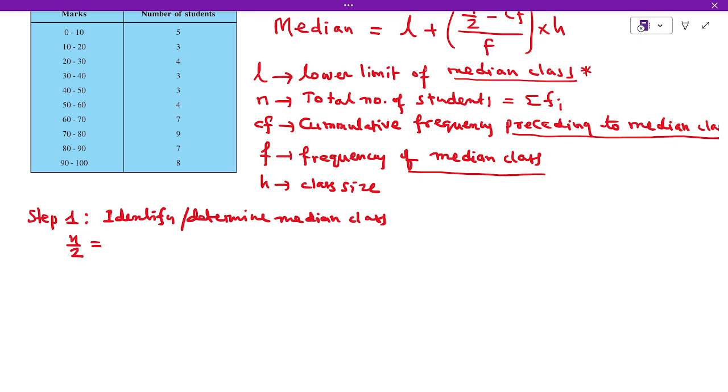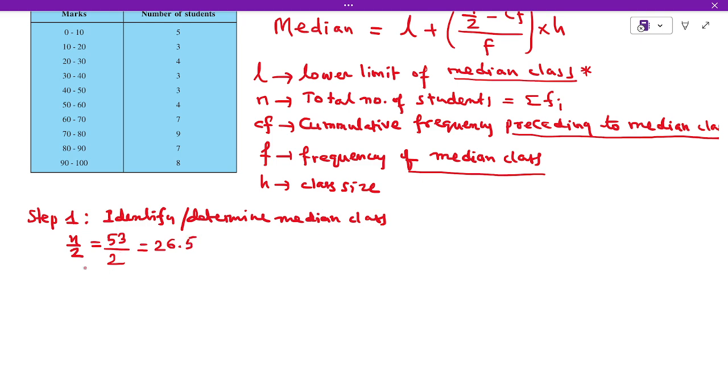First we will find n by 2. n is the total number of students. Let us find the total number of students. 5 plus 3 is 8, 8 plus 4 is 12, 12 plus 3 is 15, 15 plus 3 is 18, 18 plus 4 is 22, 22 plus 7 is 29, 29 plus 9 is 38, 38 plus 7 is 45, 45 plus 8 is how much? 53. So that is the total, and divide by 2, which is 26.5.